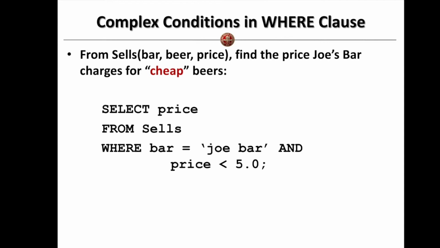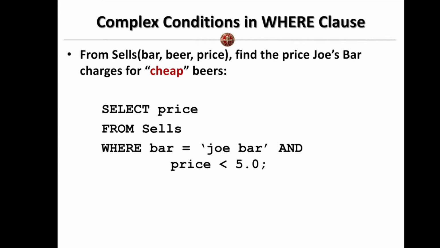What does this mean? Let's assume we are working on this sales table, and we plan to find the price that Joe's bar charges for the cheap beers. So what do we mean by cheap beers? We say a beer is cheap if the selling price is less than $5, and we plan to find the price of these beers. Before we check the SQL query, you can write down this query with relational algebra first, and then you can translate it to SQL.